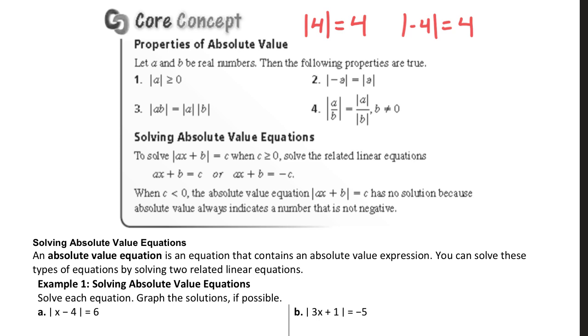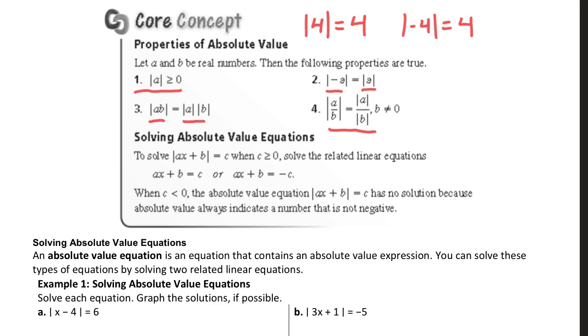So, the absolute value of a number is always greater than or equal to 0. Okay? The absolute value of a negative number is equal to the absolute value of the opposite of that number. When I multiply two numbers, the absolute value of the product is like multiplying each of their absolute values by each other. The same holds for dividing.